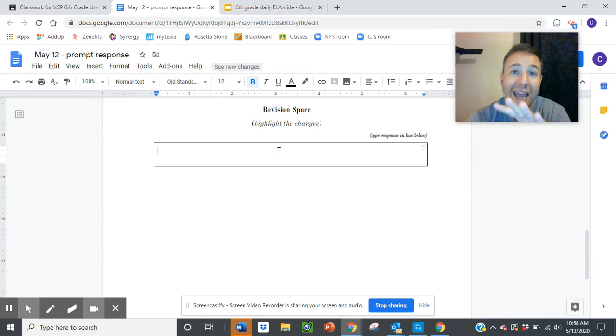Anybody who got 80% or higher on your first attempt, you are exempt from this assignment. If you got an 80 and you want to go for the A, do it, okay? You can still improve it. But if you got an A on your first attempt, you don't have to do this revision.